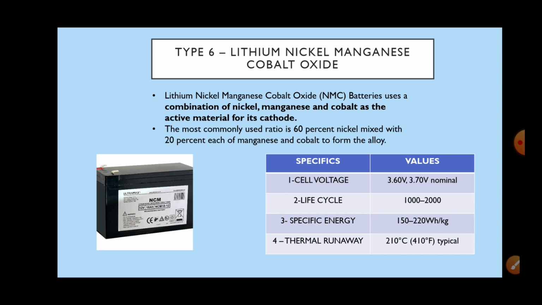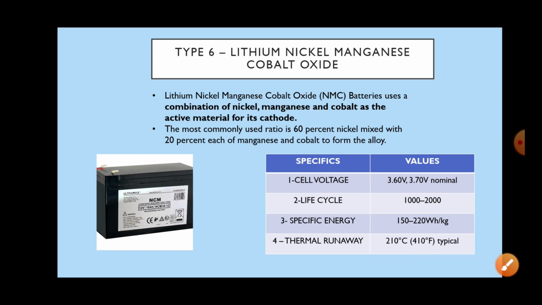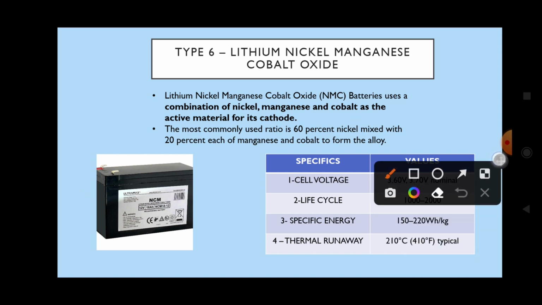So I'm taking over his work and explaining to you the sixth lithium ion battery type, that is lithium nickel manganese cobalt oxide. NMC batteries use a combination of nickel, manganese and cobalt as the active material for the cathode. The most commonly used ratio, that is the percentage in the mixture of the cathode, is 60% nickel mixed with 20% each of manganese and cobalt to form the alloy. This is an example, and let's see some specifics.